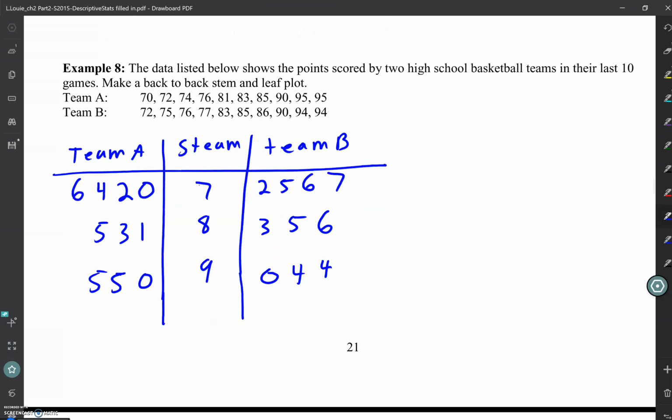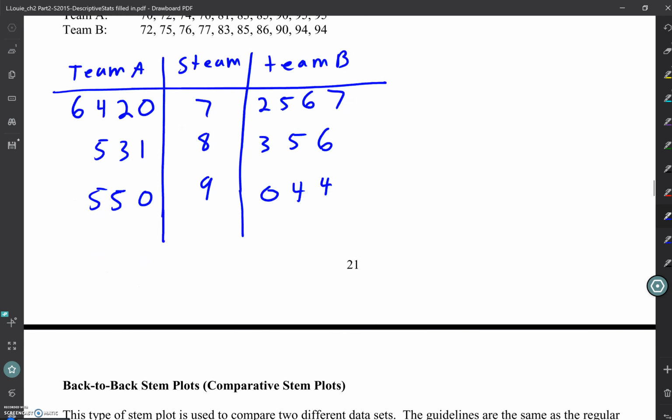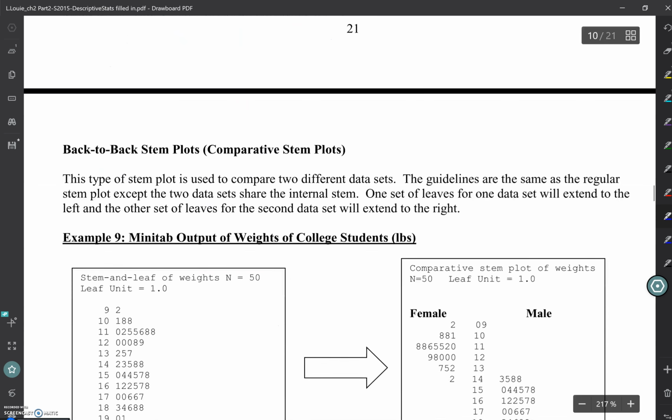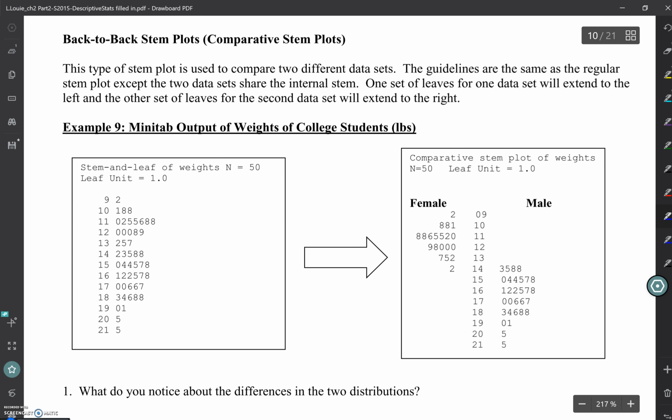They're a lot easier than our histograms and frequency distributions. All right, so one last back-to-back plot. These ones are already created, and we can use computers to help us create them. In this plot, we want to look at the weights put together, and then they separated them. So they're looking at, I believe, the weights of college students.